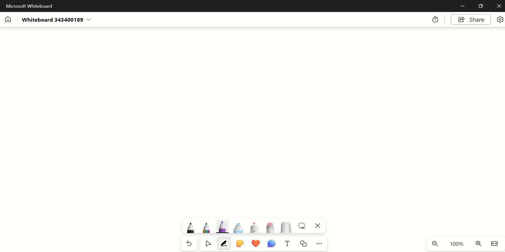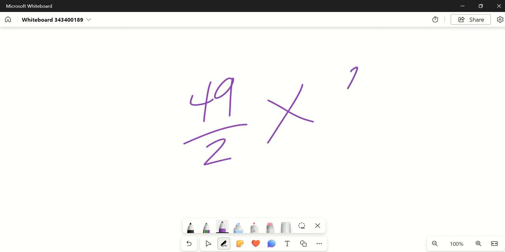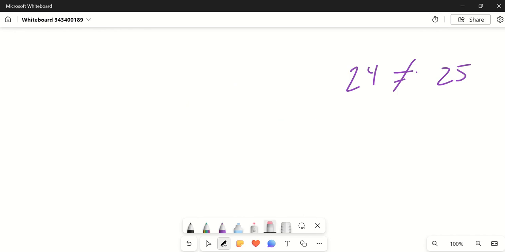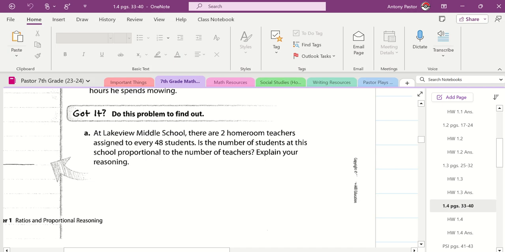Now, say there were 49 students with 2 homeroom teachers, it would not be proportional because one would end up with 24 students while the other one would end up with 25 students, and that is not proportional. So because 48 could be divided by 2 in this case and split up into 2 classes of 24, this is proportional.